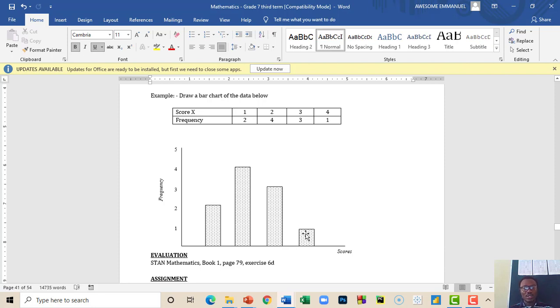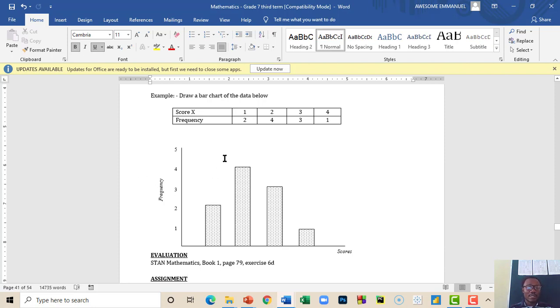So note this when preparing, especially for the theoretical part of the examination. Give attention to details, because you don't know who will be the examiner. When you have questions of this nature, the details expected of you are, number one, the graph should have a heading. So I can just have the title of this graph. I can just say bar chart. The bar chart should be the title. Then I can just say frequency versus score. So that is the title.